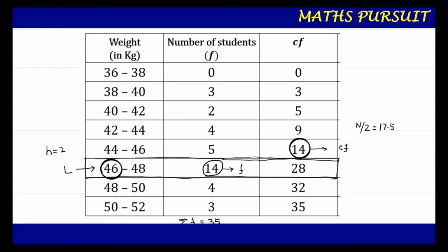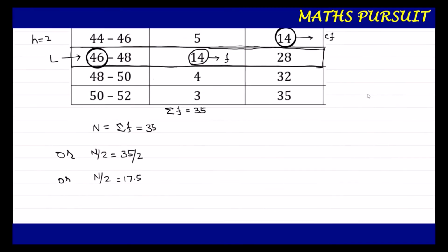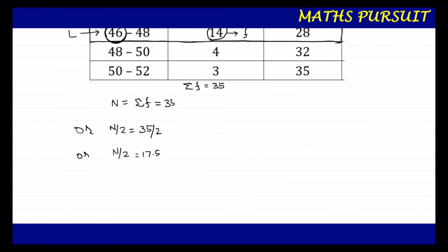Now after getting all these figures, before putting them in the formula, let us note down what we got. We got n by 2 is equal to 17.5. We got h is equal to 2. We got cumulative frequency is equal to 14. We got frequency is equal to 14, and we got L is equal to 46. So we have L equal to 46, F equal to 14, CF equal to 14, H equal to 2, and n upon 2 is 17.5.